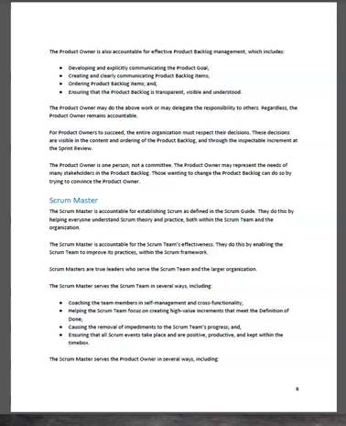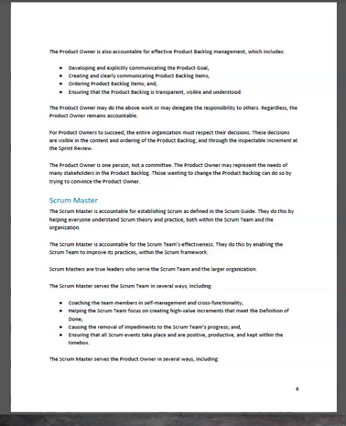Those wanting to change the product backlog can do so by trying to convince the product owner. Scrum Master. The Scrum Master is accountable for establishing Scrum as defined in the Scrum Guide. They do this by helping everyone understand Scrum theory and practice, both within the Scrum team and the organization.